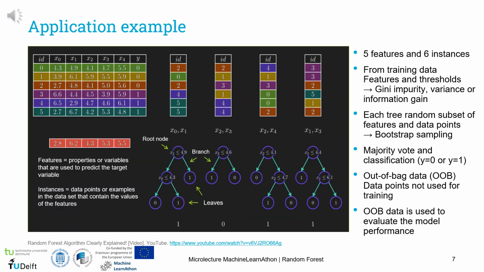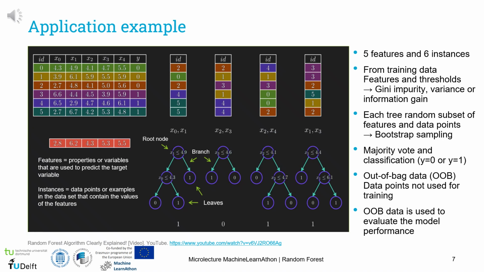Here is an example of how a random forest would work. Just as a note beforehand, random forests are usually applied to big data, so to much larger data sets. That's just for visualization or for explaining how it works. So here in the example, we have 5 features and 6 instances, and we have 4 random subsamples that are drawn from the dataset, which you can see on the right-hand side of the picture. So in the first subsample, you only consider the variables x0 and x1.